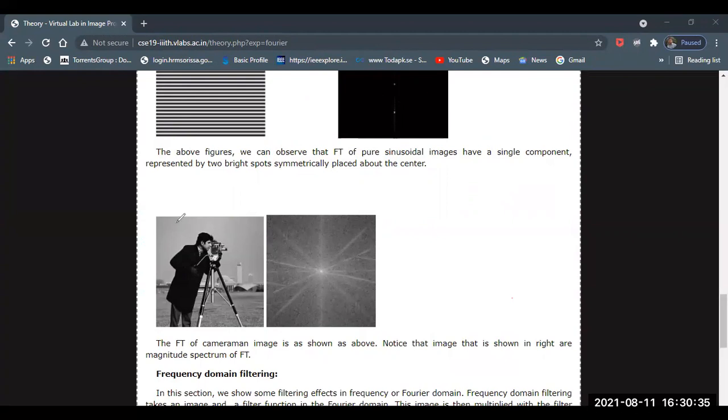Now this is again a very important image, the cameraman, which we are going to use frequently. This is the Fourier transform of the cameraman. The image shown on the right is the magnitude spectrum of this one. This white spot is because it is the main coordinate, f equal to 0.